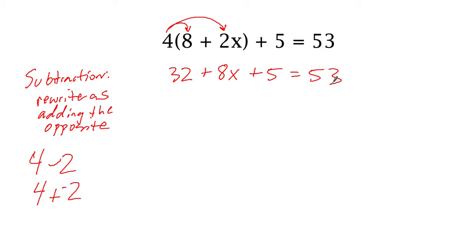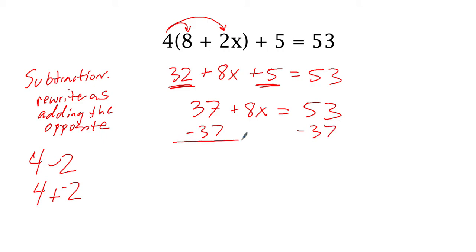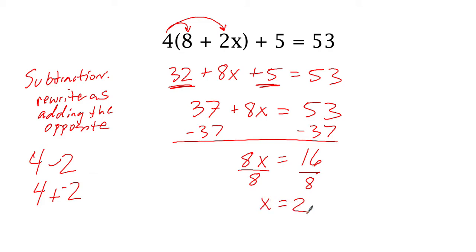And then second step, we're going to look for combining like terms. So we have a 32 and a 5 we can put together, make a 37, still plus 8x equal to 53. And we're going to subtract 37 from both sides. We get 8x is equal to 16. And then 8 times something is equal to 16. To figure out what that is, we could divide both sides by 8 to figure out what 1x is. So then x is equal to 2.